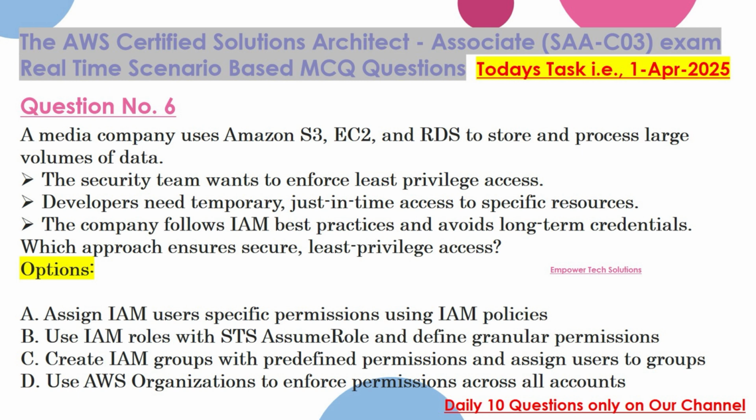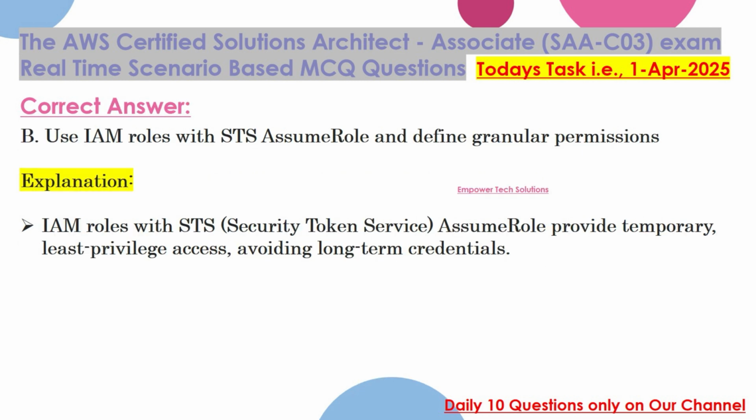C. Create IAM groups with predefined permissions and assign users to groups. D. Use AWS Organizations to enforce permissions across all accounts. Correct answer: B. Use IAM roles with STS assume role and define granular permissions. Explanation: IAM roles with STS, Security Token Service, assume role provide temporary, least privilege access, avoiding long-term credentials.